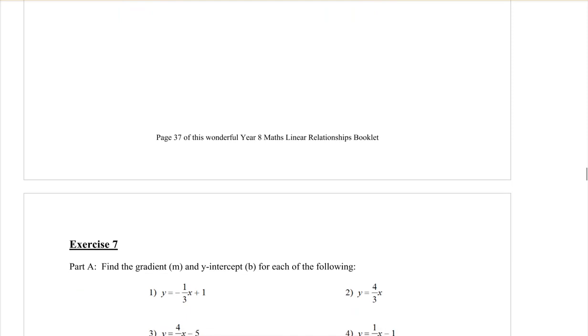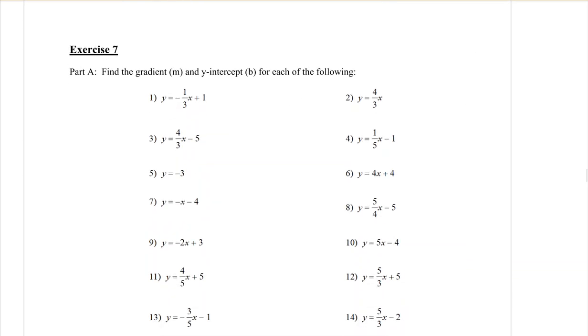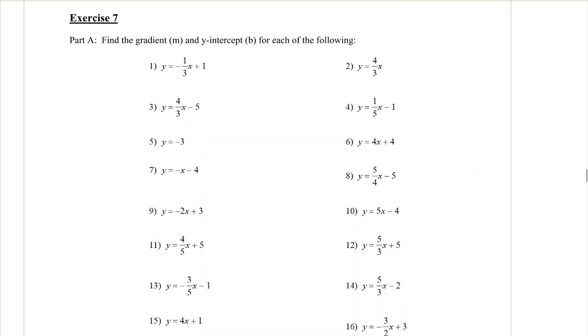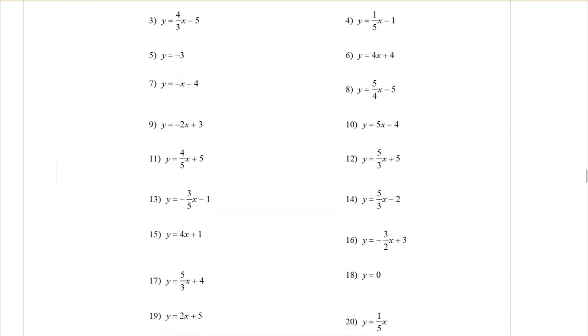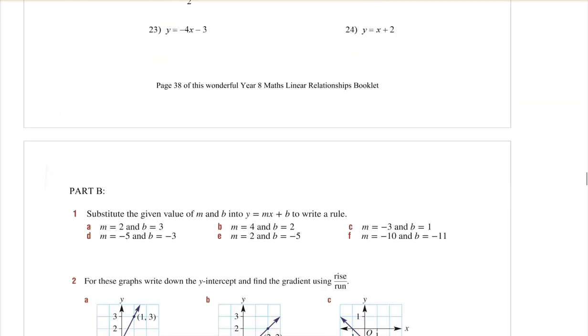On the next page, exercise 7. So this first page should be very quick. Over and over and over again for each one of these, you have to write down what m and what b is equal to. So for this first one, in front of the x, m is equal to -1/3 and b is equal to 1. You have to simplify it. They should all be simplified already. I don't think you'll have any simplifying in there. So you'll be able to do that whole page.